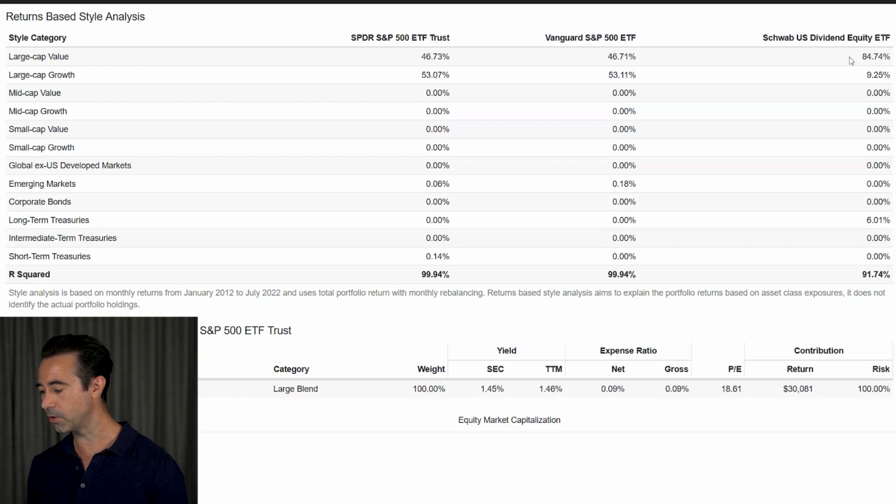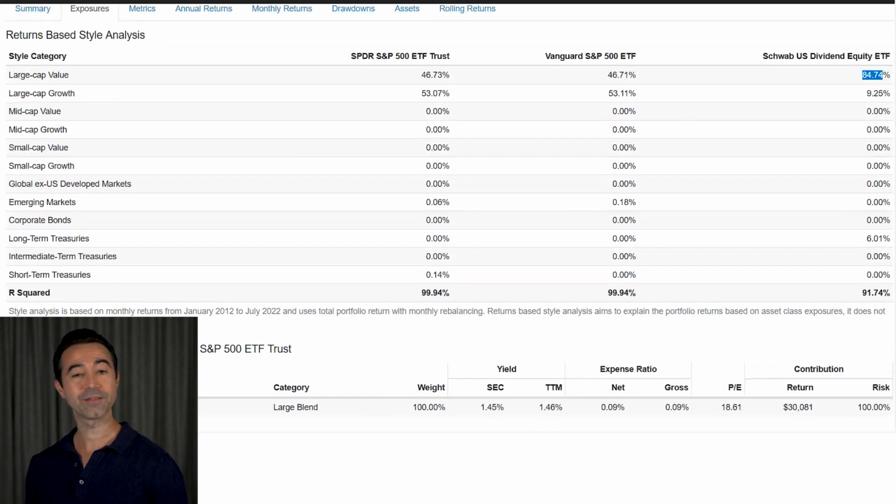Now, if you look over here, though, you're going to see that it's mostly large cap value. 84.74% are going to be in large cap value and only 9% in large cap growth. What happens when value does better than growth? You're going to do probably better here, even though what's interesting is growth has done a lot better than value up until recently, but still SCHD has outperformed.